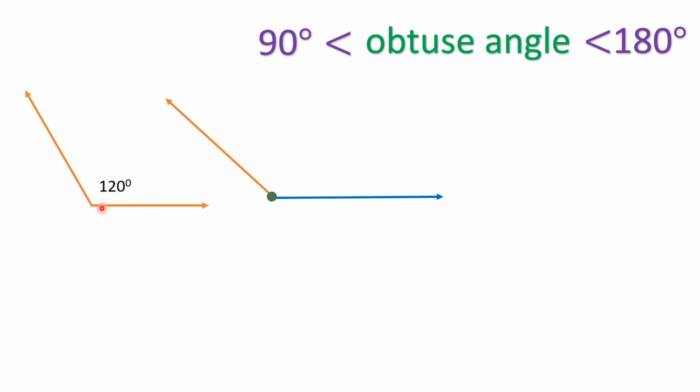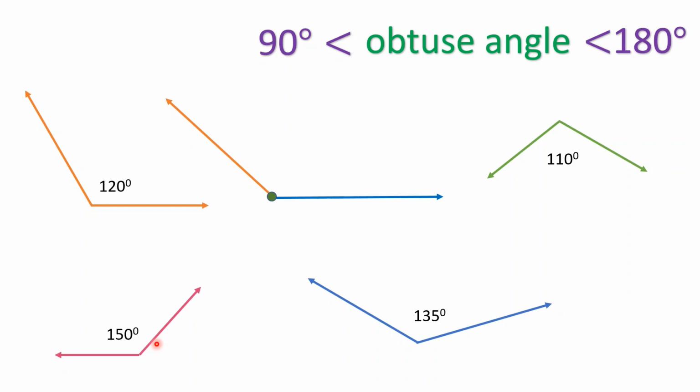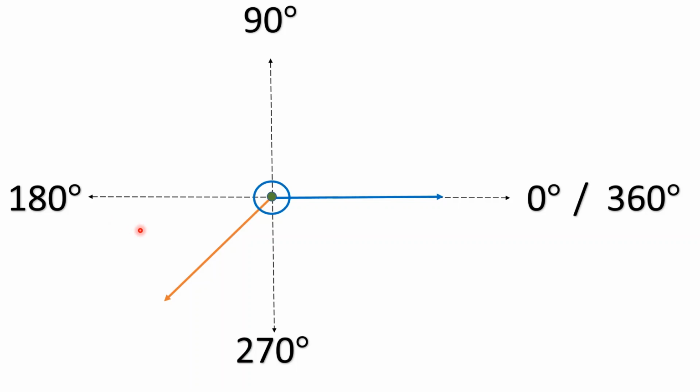Let us take few more obtuse angles. 120 degree, 150 degree, 135 degree, 110 degree. All these angles have measures greater than 90 degree but less than 180 degree. So all these angles are obtuse angles. Now I will again change the position of the terminal arm.